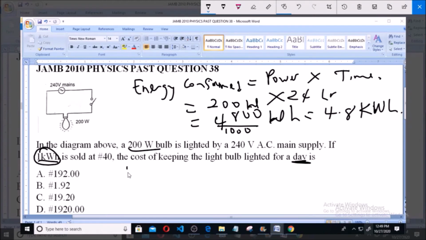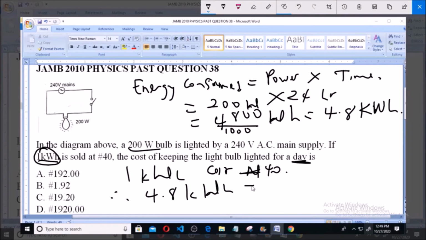Now 1 kilowatt hour costs 40 naira. Therefore 4.8 kilowatt hours will cost 4.8 times 40, and that is equal to 192 naira. 192 naira is option A. So option A is the answer to this question.